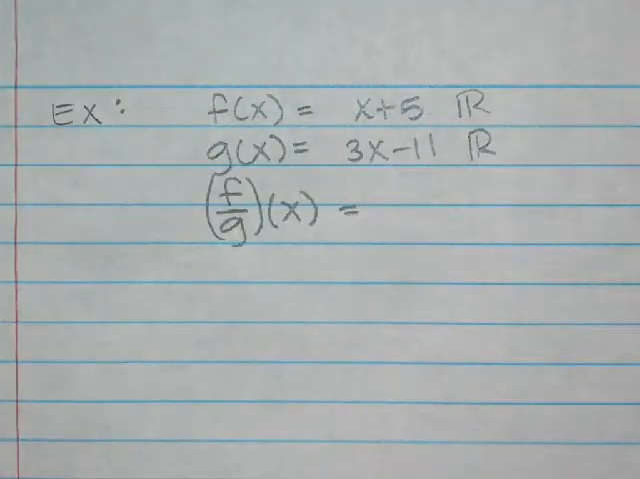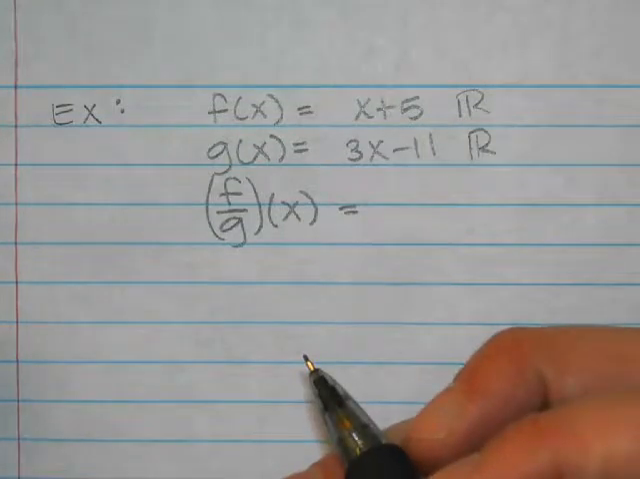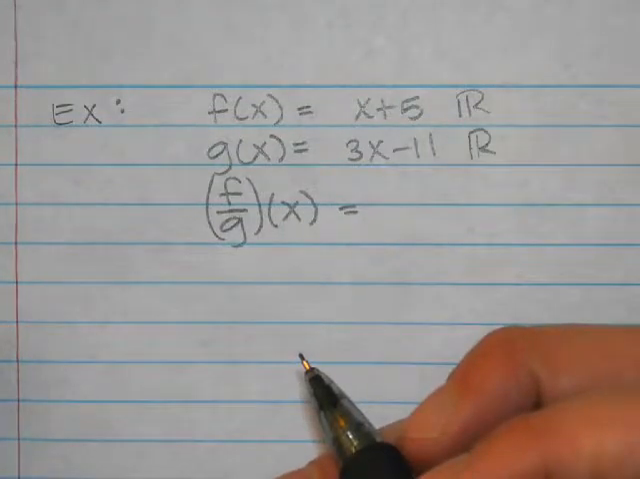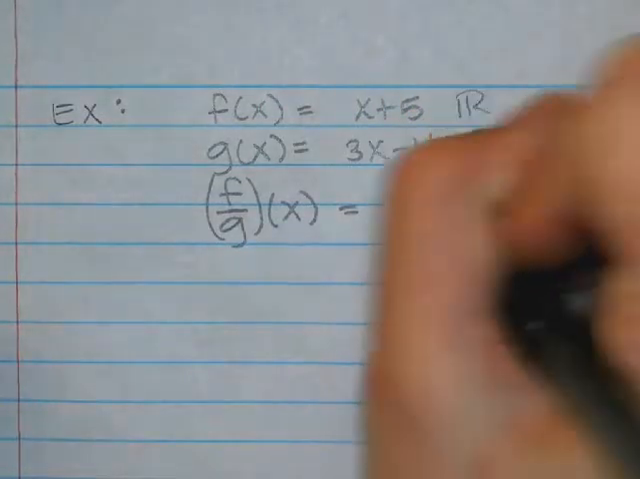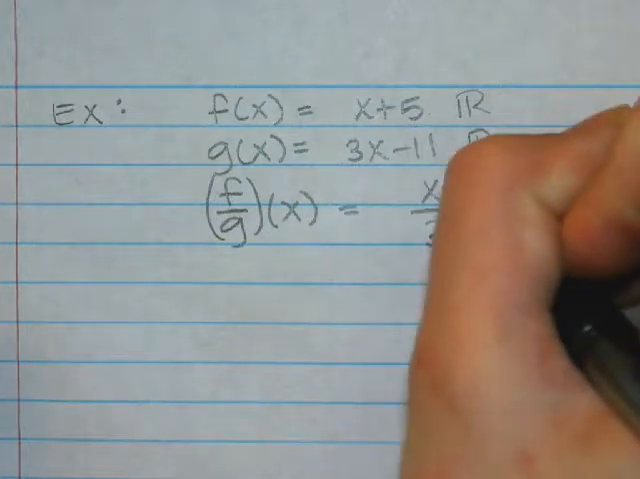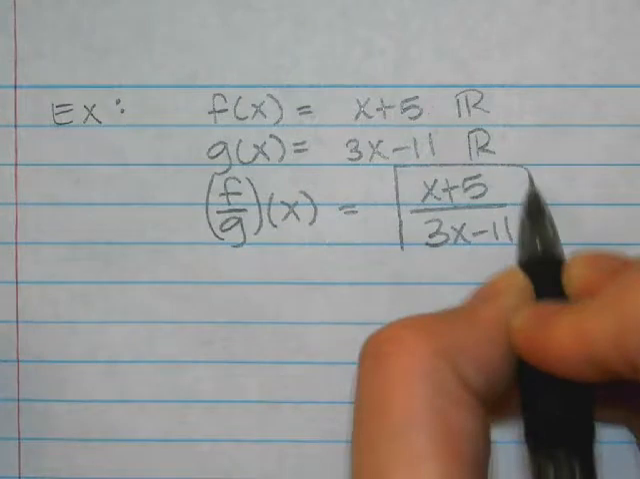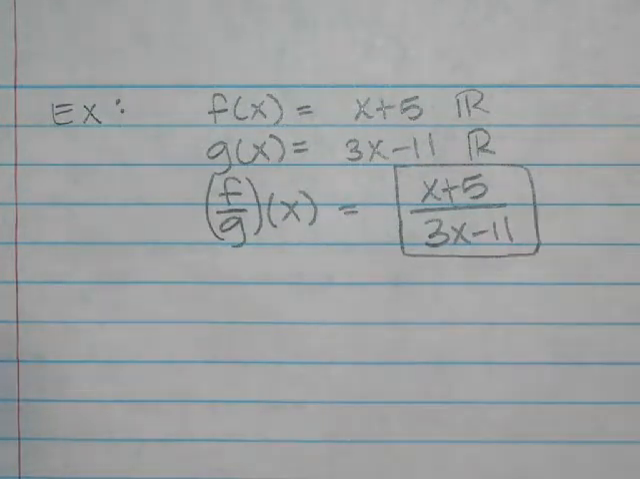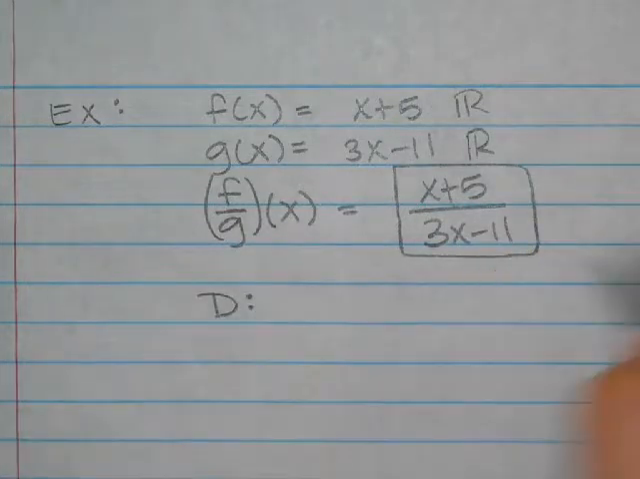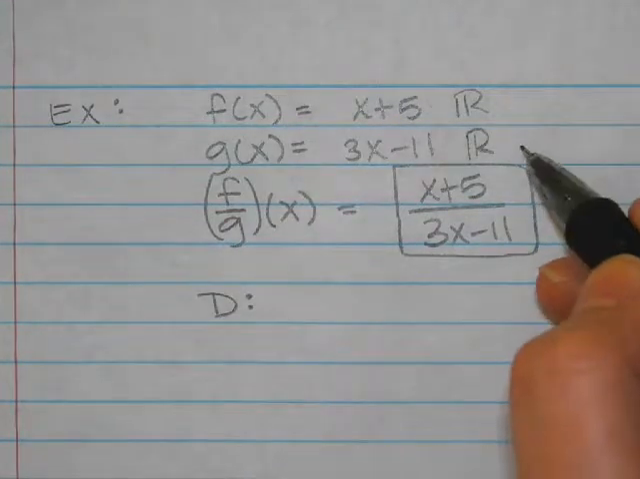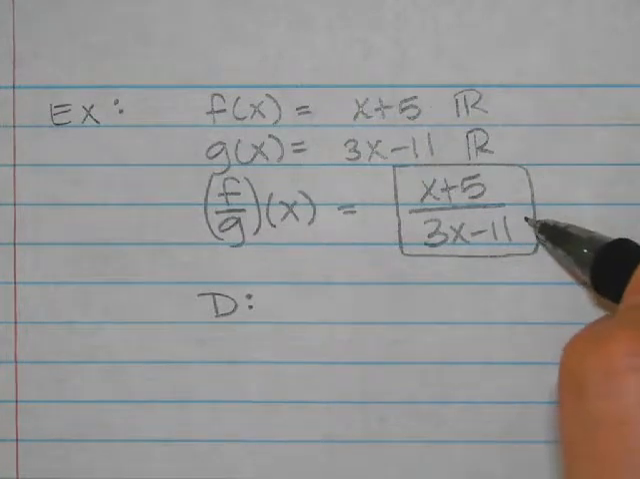Okay, so if we do f divided by g, what do we get? So x plus 5 over 3x minus 11. That's it. That's our first answer. Because they do want us to do the operation, so we have to show that we did that. Then we have to do the domain. So we predicted that the domain would be all real numbers. Is there anything else that this result tells us we should exclude?